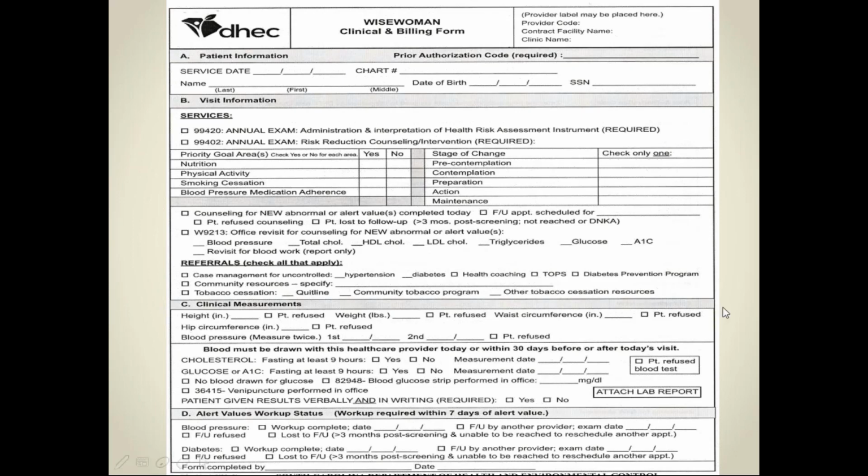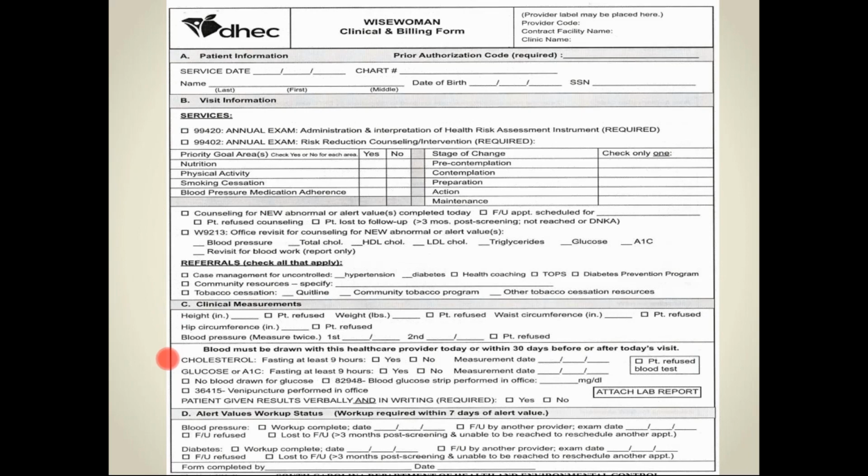Going down to the clinical measurements, we have the height, weight, waist circumference, and hip circumference. If a patient refuses to give those measurements, we do have a spot on there where you can check that the patient refused. But as much as possible, we would like you to try and get those measurements. If not, you can check patient refused. Same thing with the blood pressure. We have two blood pressure spaces, a first and a second, and we also say if patient refuses. You have that option, that if they refuse, you can check that.